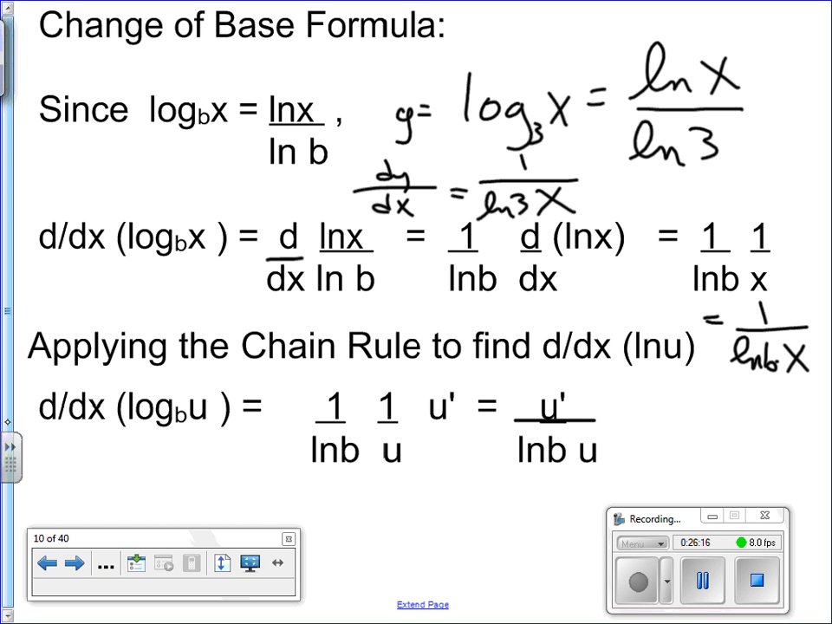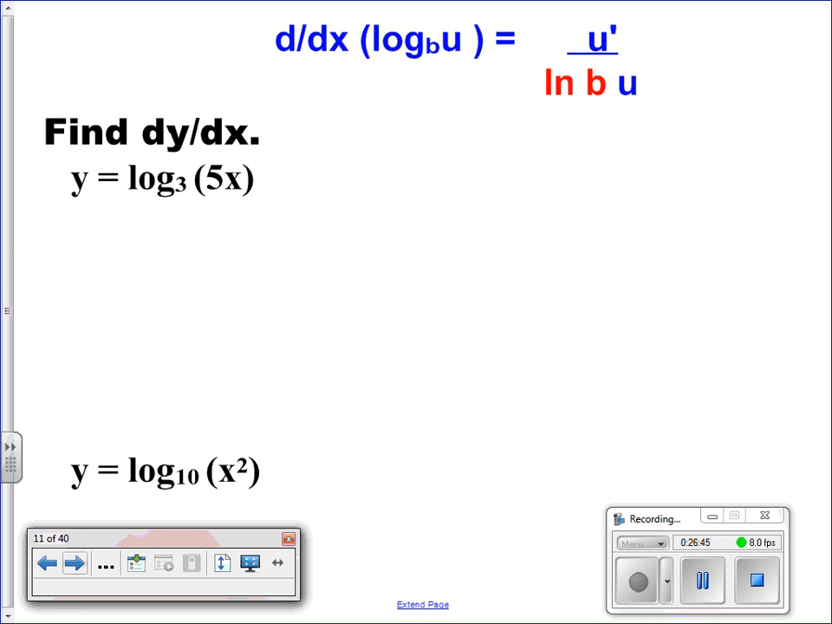And if we apply the chain rule, like the derivative of ln of u is u prime over u, well, we're almost there. If you want the derivative of a log of some other base of u, it's still going to be u prime over u. It's still your friend. You just got this little number down here in the denominator. I just want you to see where it comes from. All right, let's try this.